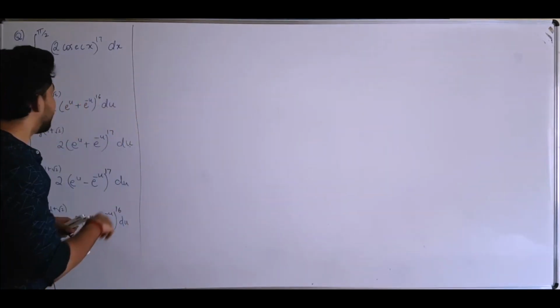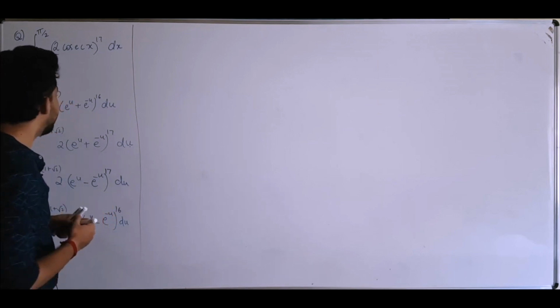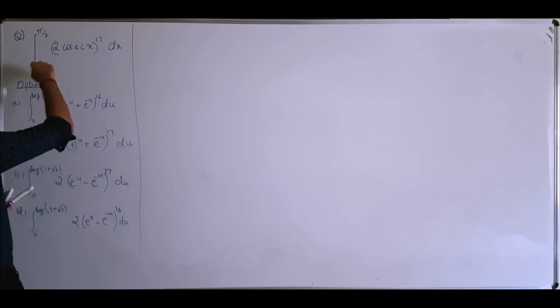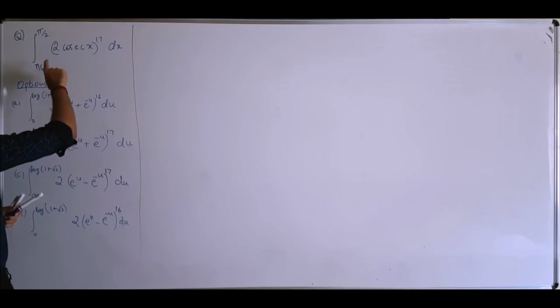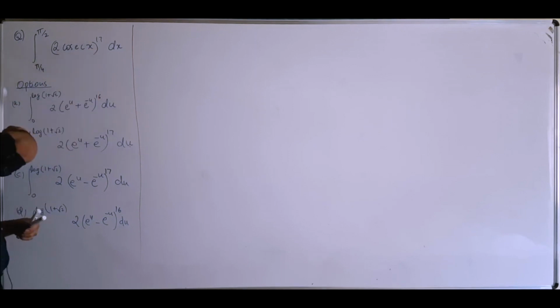In this video we have an interesting question based on integration. So here we have the integration of pi by 4 to pi by 2 of (cosec x) whole raised to 17 dx, and the options are given like this.